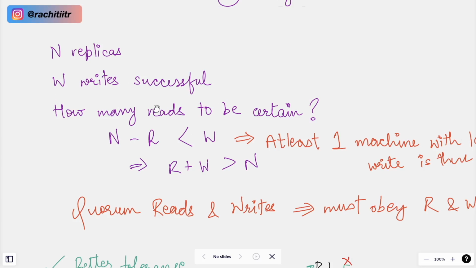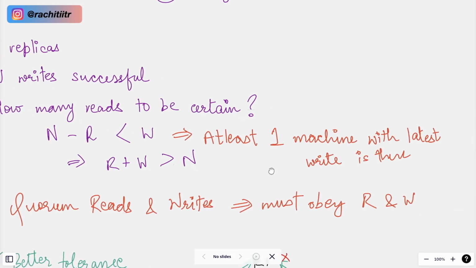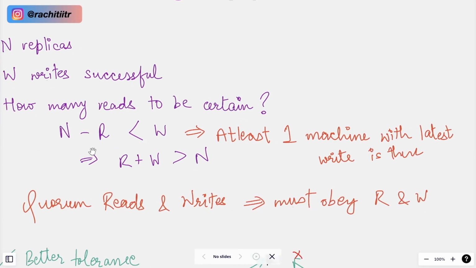Now if that is the case, my question to you is, how many reads do you need to be certain that you have read the latest value from at least one node? Let's say there were R nodes from which the read was successful. So n minus R is the number of nodes from which you did not perform the read. And if that number of nodes is less than W, it means that there is at least one machine from which you have performed the read. So when you performed R reads, there has to be one machine which has the latest value.